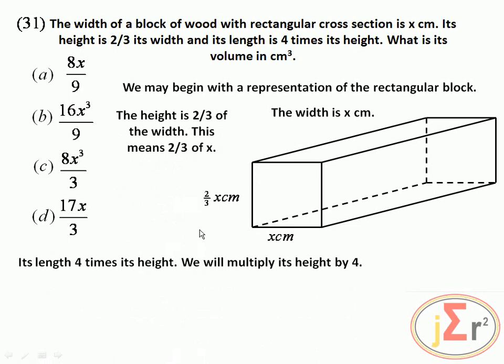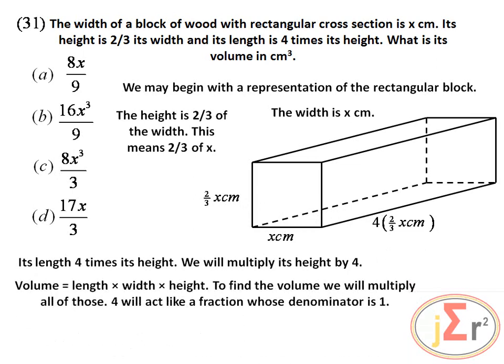Its length is 4 times its height. We will multiply its height by 4, and of course that will be the length of the rectangular block of wood. So we have taken an image of the height that we have here, and we are multiplying that by 4. So 4 times the height. There we have it.